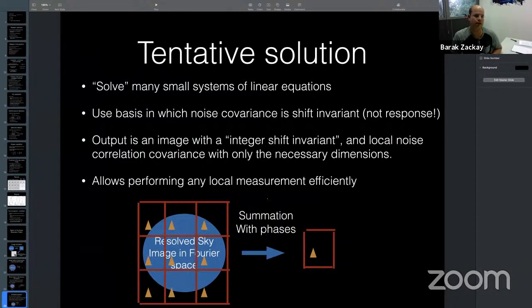Good. So now that we understand that it's impossible to take a single image and shift it by some subpixel measure, we understand that we really want to summarize the data. We really want to summarize all information we have on the Fourier space representation of the true sky. Okay, so the way to do it is to solve many small systems of linear equations. So I have many measurements, each one with different phases applied to the different triangles, and I'm going to solve for all the triangles using these summations.